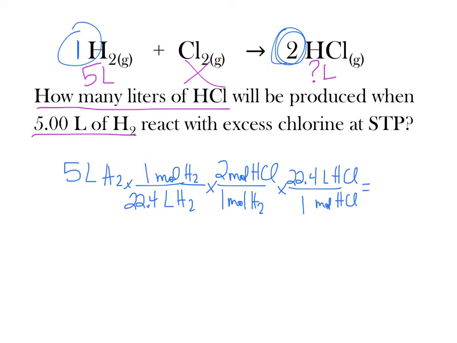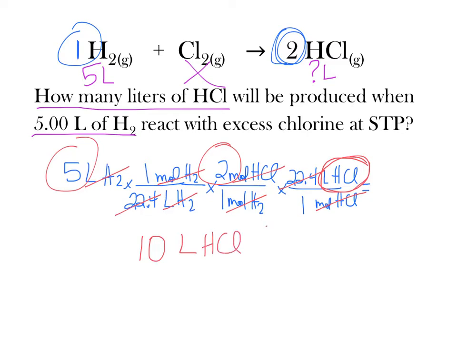Now if you notice, when you're canceling things out, the liters of hydrogen cancel, the moles of hydrogen cancel, the moles of HCl cancel, you're left with liters of HCl. But also notice that the 22.4s will also cancel, because as long as this reaction is carried out at a constant temperature and pressure, the volume of any gas, whether it's hydrogen or chlorine or HCl, will all be the same. And since it's STP, both of those volumes are going to be 22.4 no matter what. So really, all you're left with is 5 times 2, which leaves me 10 liters of HCl.